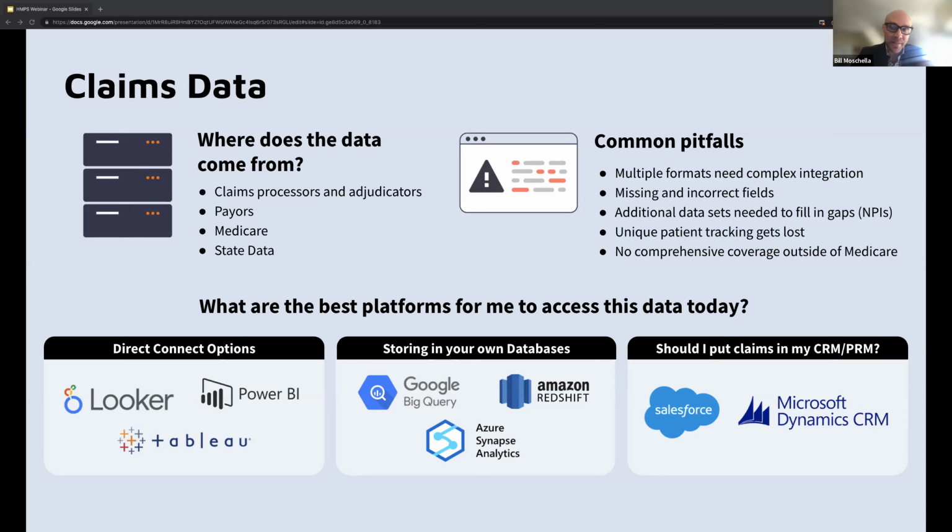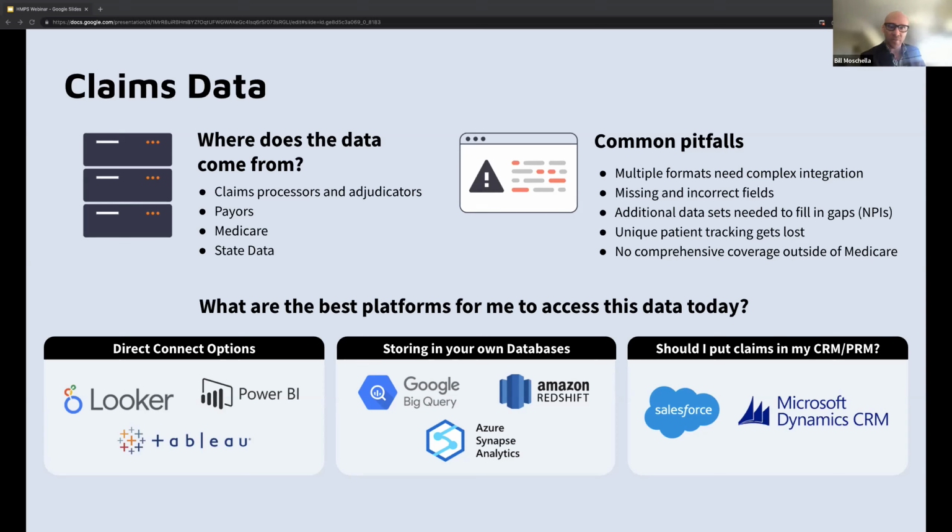There's also state data, and this depends on the state that you're in. Depending on that state, there could be a significant lag. Most state data is going to be 6 months to a year old. It's going to be de-identified. It will not have a longitudinal record of a patient. And in most cases, it's going to be institutional claims, inpatient claims. So you'll be missing that outpatient ambulatory data to see origination of patients from a PCP or even a specialist.